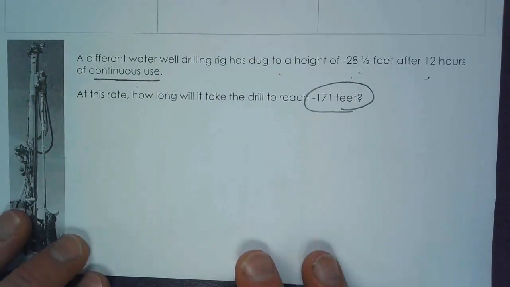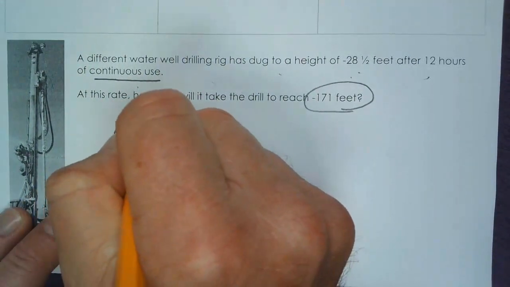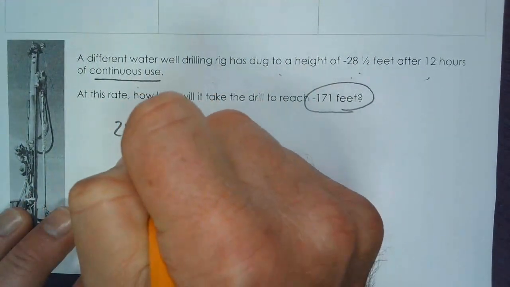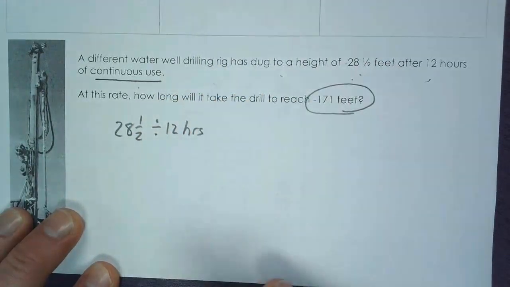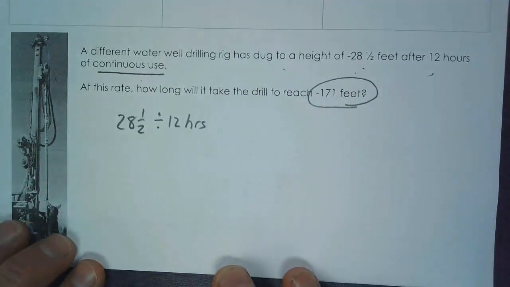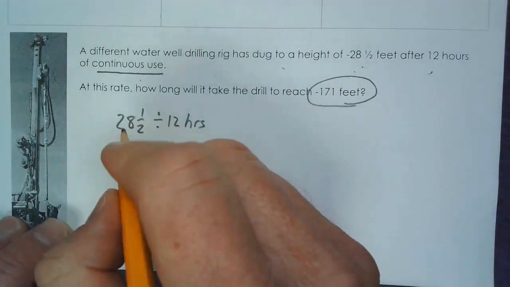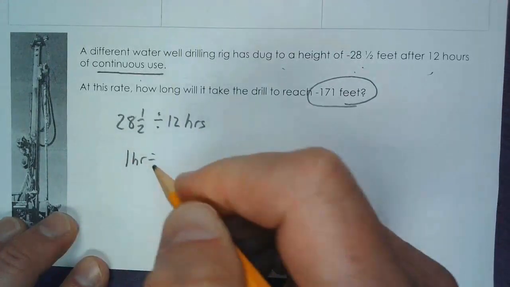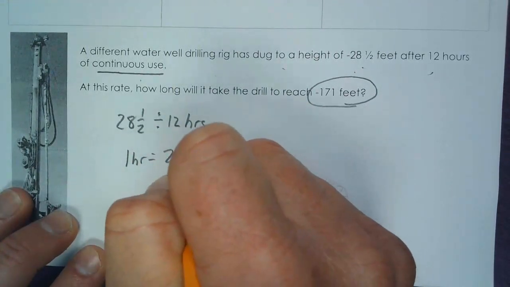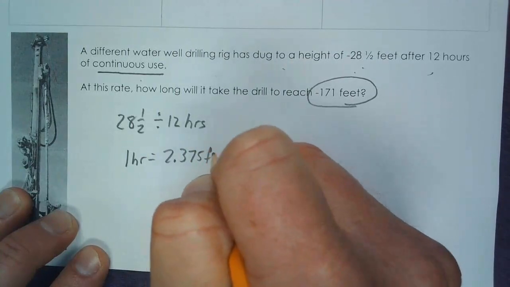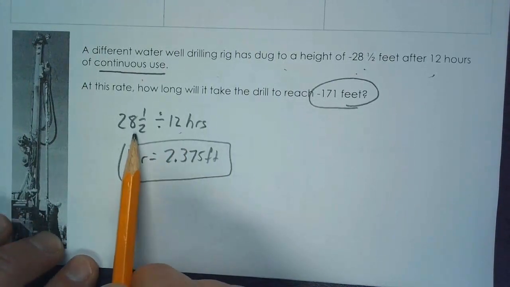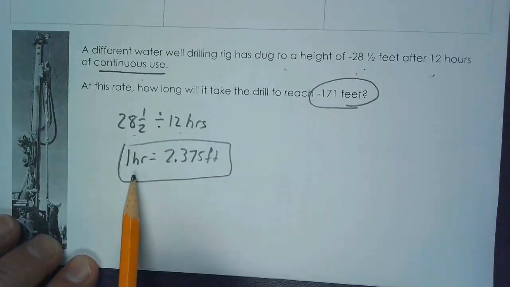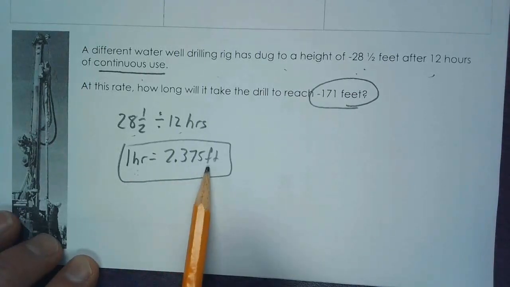Okay, so I'm going to rewrite the information. 28.5 divided by 12. We're trying to see how many feet in 1 hour. So if I divide that, my 1 hour is going to equal 2.375 feet. So let's take a look at what I just did. I divided 12 hours into the number of feet. And so this gives me my 1 hour rate, which is 2.375 feet.